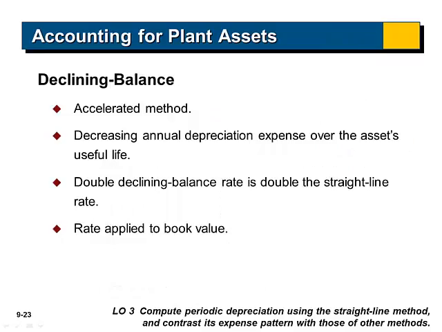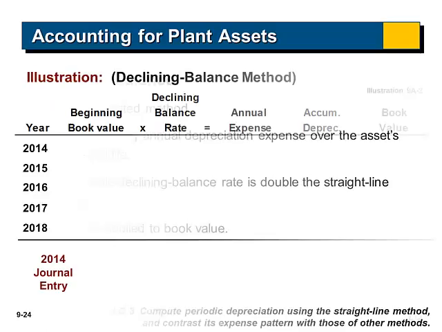Okay, so we've talked about the straight line method. Now let's go through the other two methods. The first is the declining balance method, and it's an accelerated method that decreases the annual depreciation expense over the asset's useful life. The declining balance method is usually done in a double manner. So the double declining balance rate is just double the straight line rate that we used earlier. And it's always applied to the book value, not the depreciable cost. And I'll show you that in the next slide.